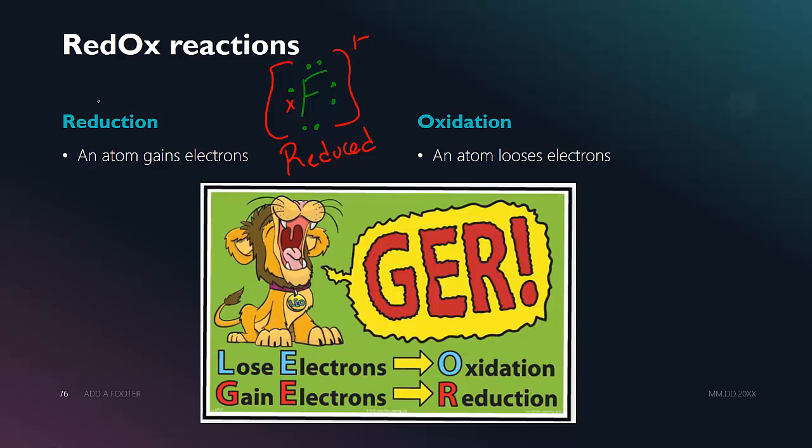Now, where that electron comes from is typically a metal. So, for example, sodium has 1 valence electron. If it lost that 1 electron, it would be isoelectronic to neon and become a +1 cation. Sodium, therefore, is oxidized.